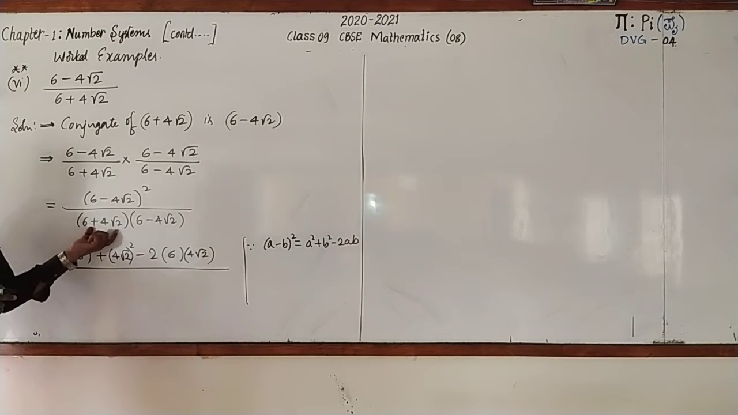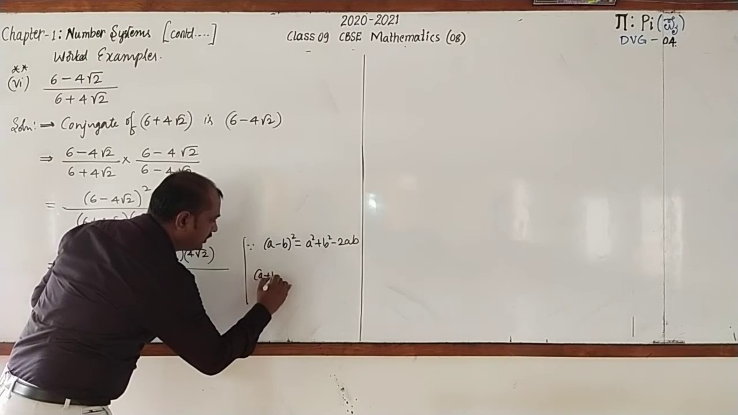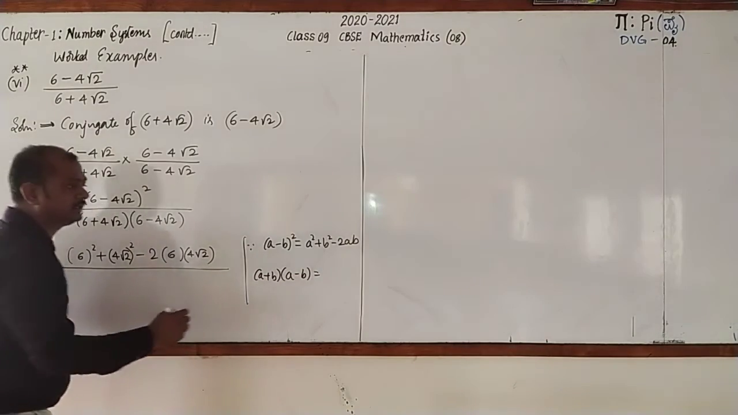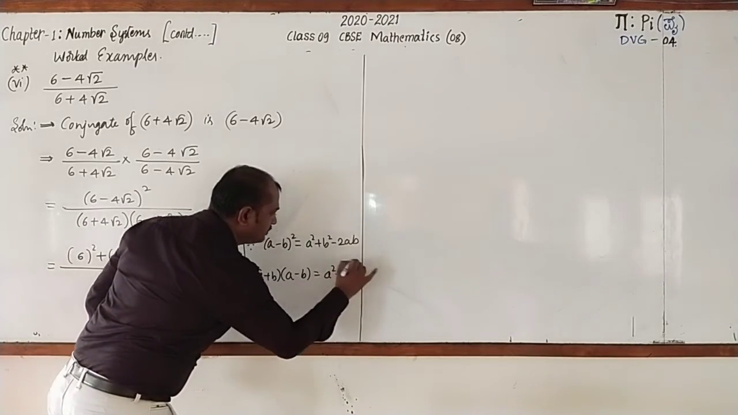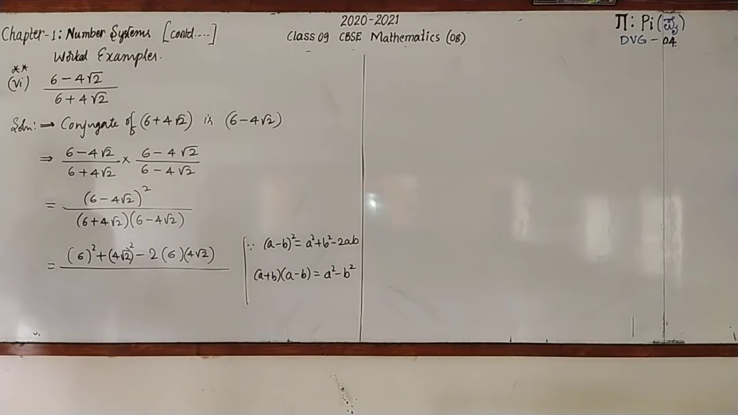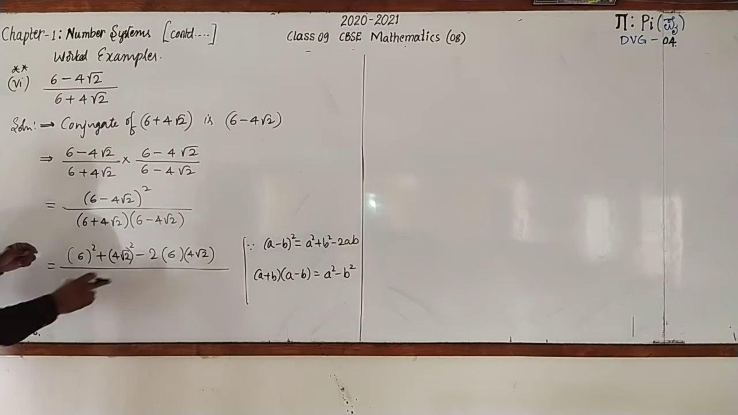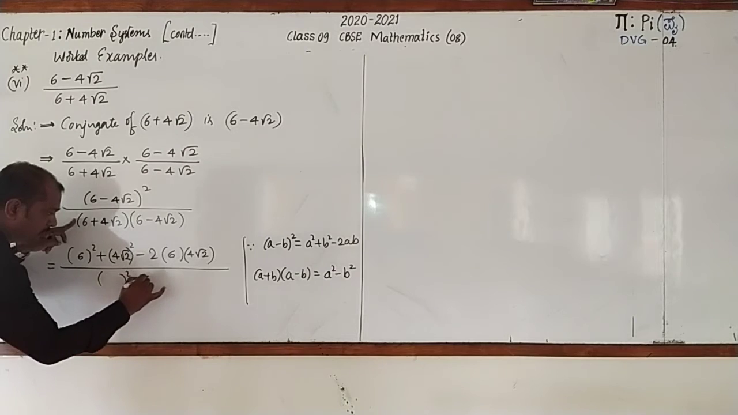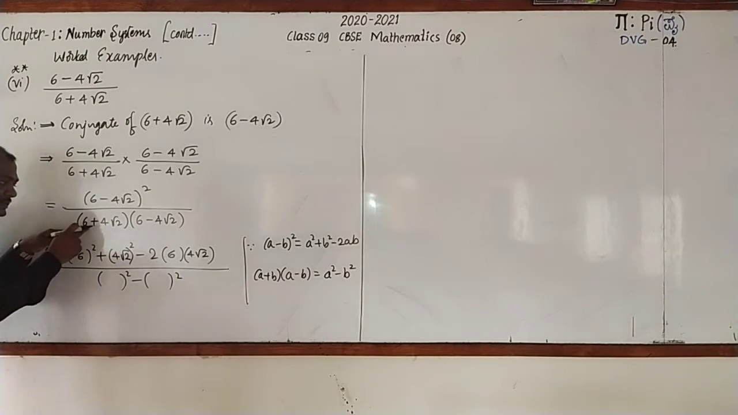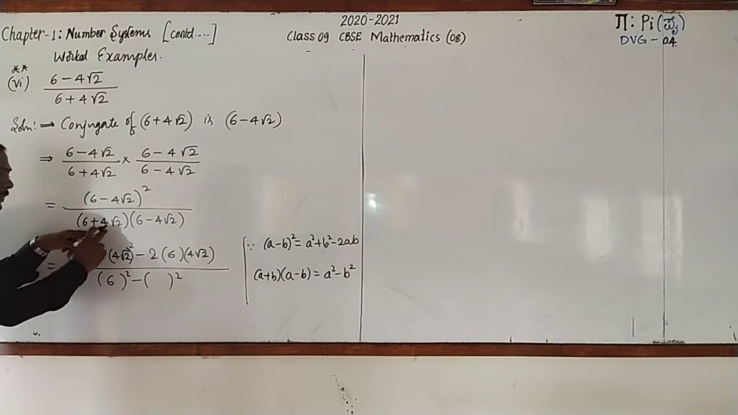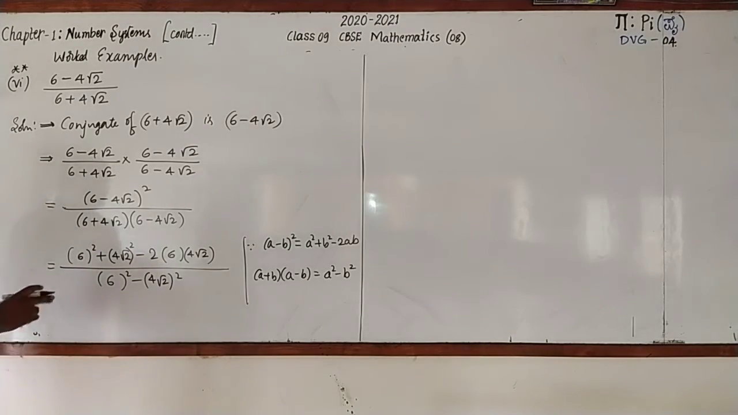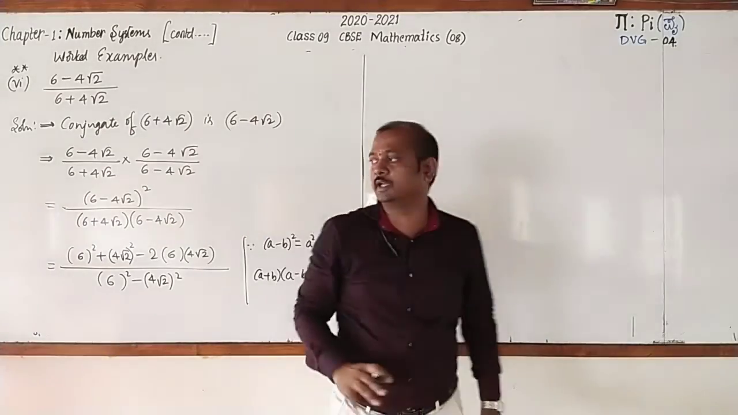Denominator is of the form a plus b into a minus b. So now a plus b into a minus b can be written as, yes, complete that identity. It is a square minus b square, right? Now just use that identity to write it in simplest form. It is a square minus b square. What is in place of a? It is 6. B, 4 into root 2. Clear? Now let me go for writing that here.